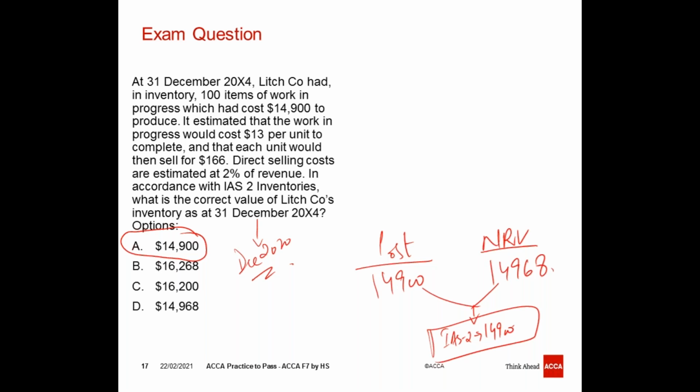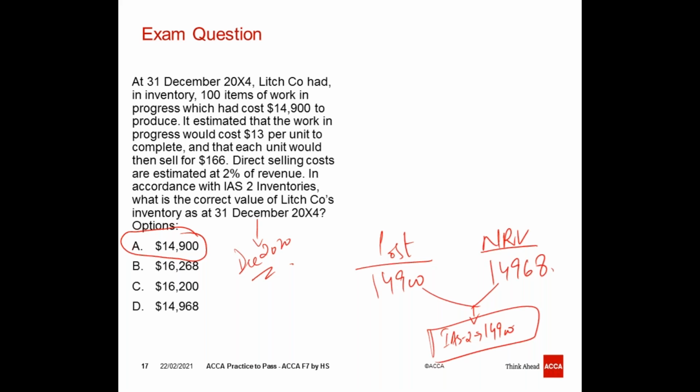$13 per unit is the estimated cost to complete, and 2% will be the estimated cost of disposal. WIP is not included actually.